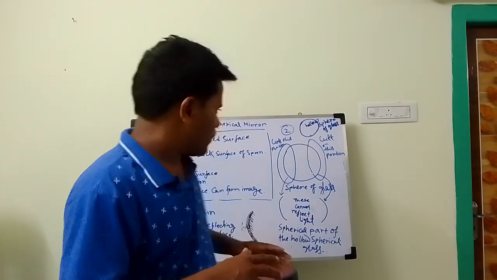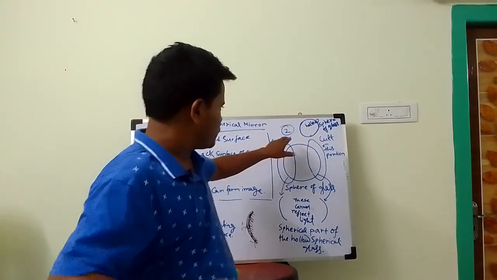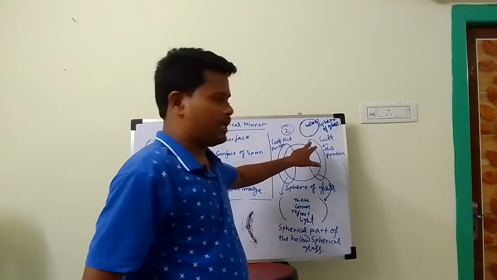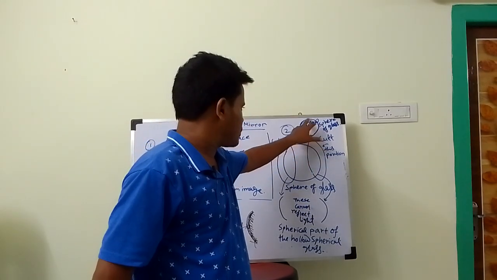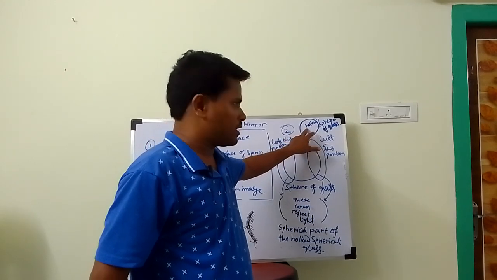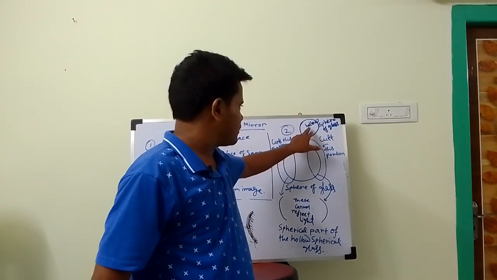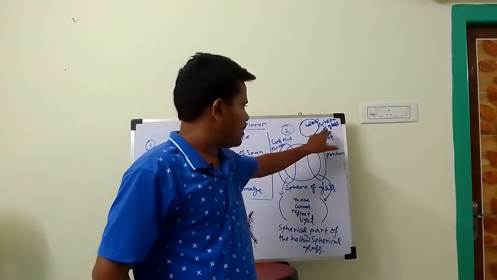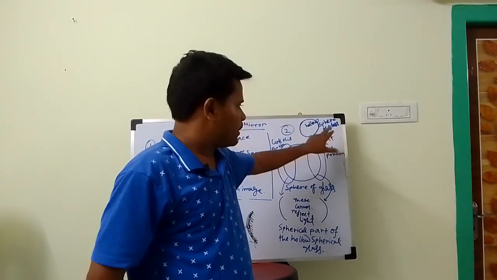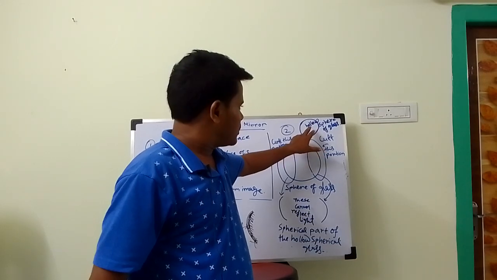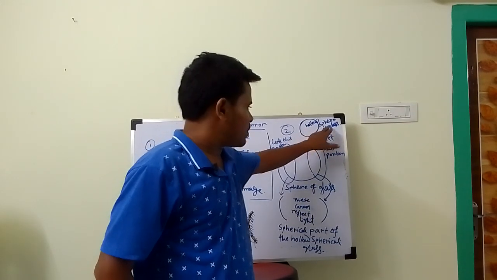Okay, so in the second picture, first of all you can see a hollow sphere. Why is this a hollow sphere? Because inside this sphere there is nothing, no material is present inside it. And this sphere is made of glass, so it can be called a hollow sphere of glass.